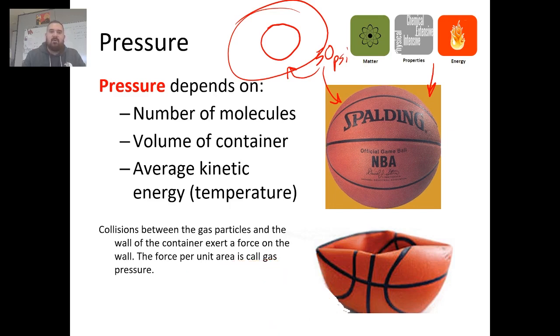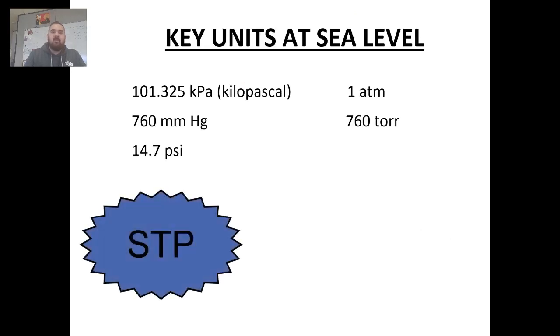And that's it. So collisions between gas particles and the walls of the container exert a force on the wall. That force is called gas pressure. That's all I got for pressure. Now let's move on to units of pressure. So over here we got 5 units of pressure. There's one more that I didn't mention. There's probably a million more. But bar is another one that's not mentioned. Anyone know where bar is used? So scuba diving. People who scuba dive, they measure their pressure in bars.